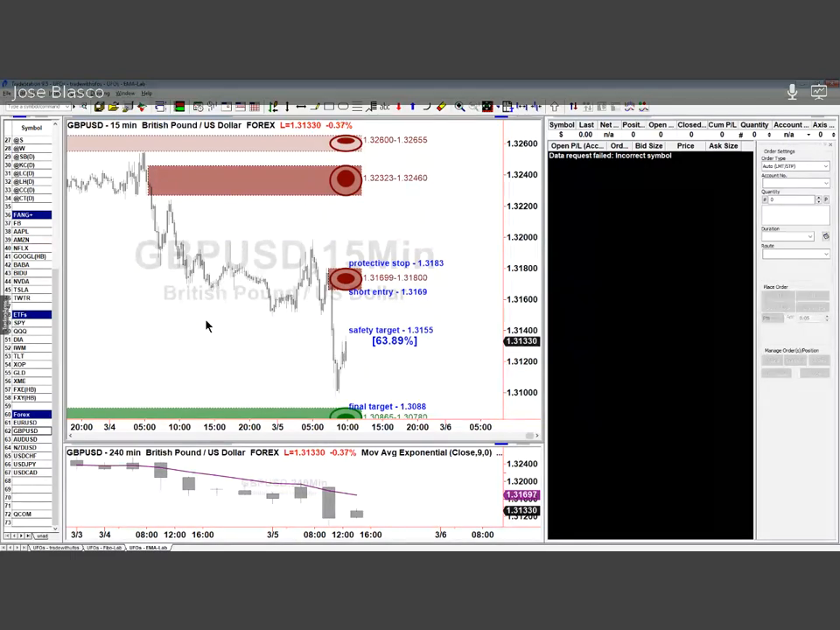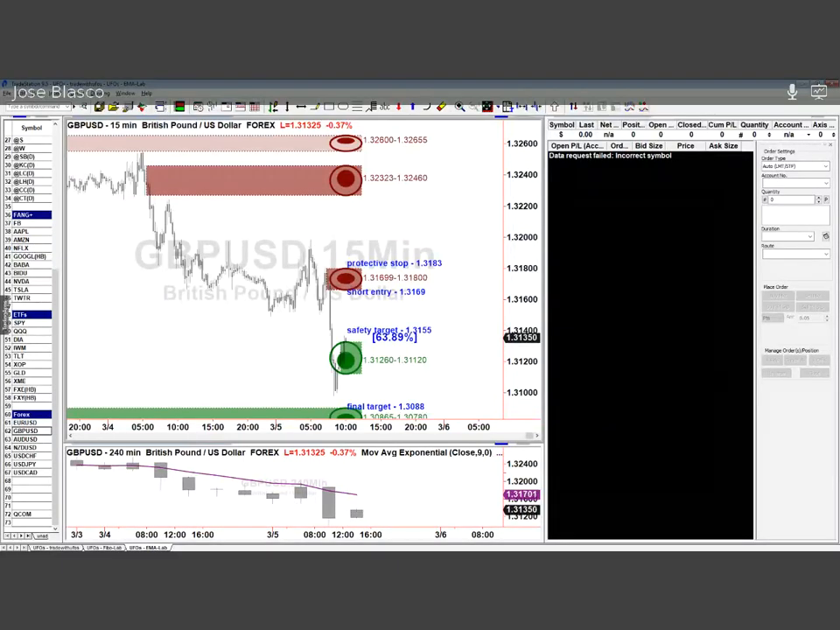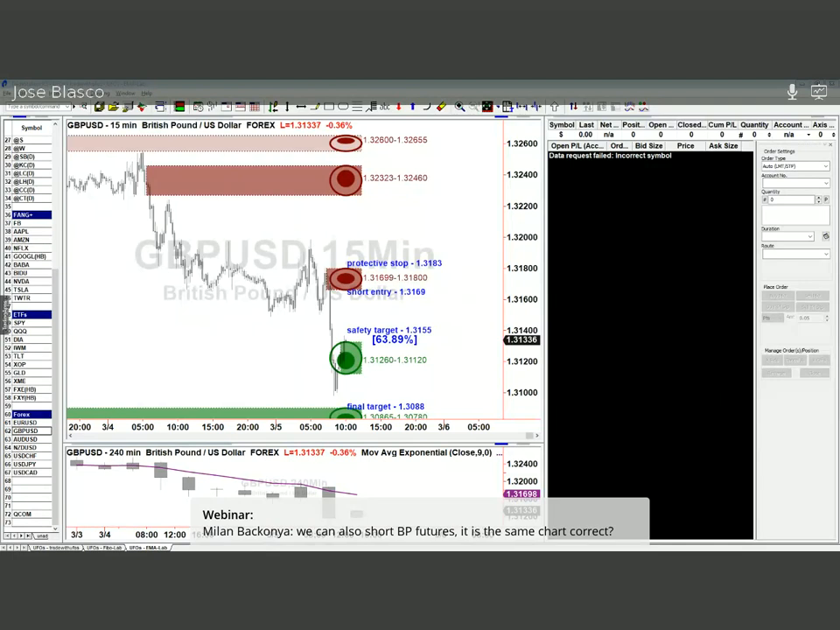Okay. Milan, we can also short BP futures. Is it the same chart? Correct? Yes. Very good point. If you were to do the trade with the BP futures, you will end up with slightly different price points, and you don't need to look at the bid and the ask because it's futures. You have an exchange, so whatever you see on the screen is valid, and it would be taken by you. That's it.